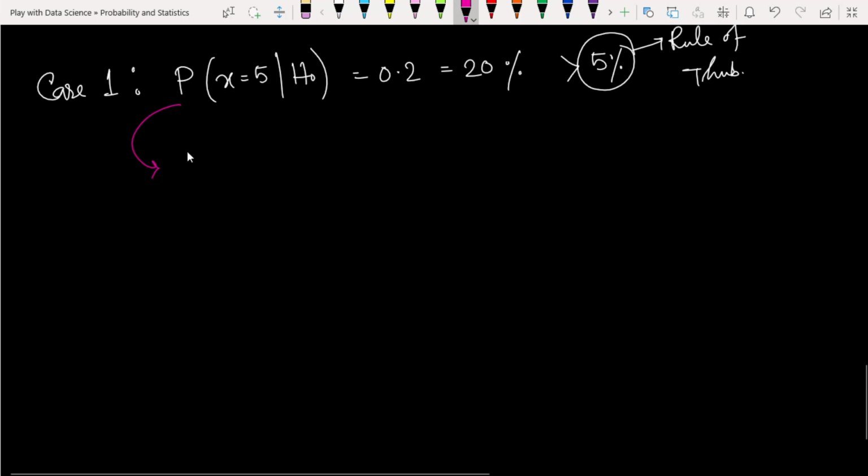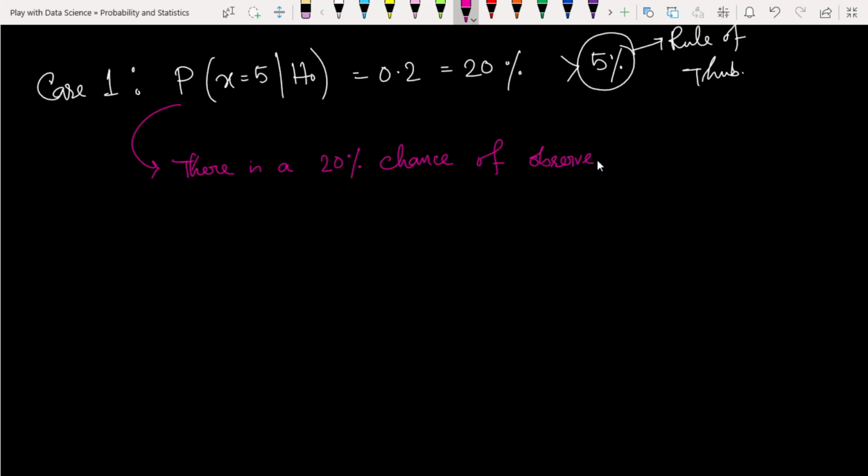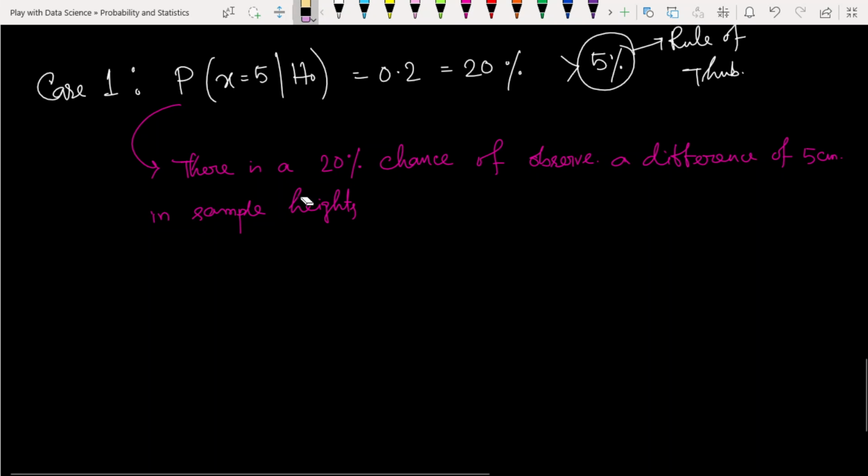This means there is a 20% chance of observing a difference of 5 centimeters in two sample mean heights. I'm talking about sample mean heights, the single sample mean heights.